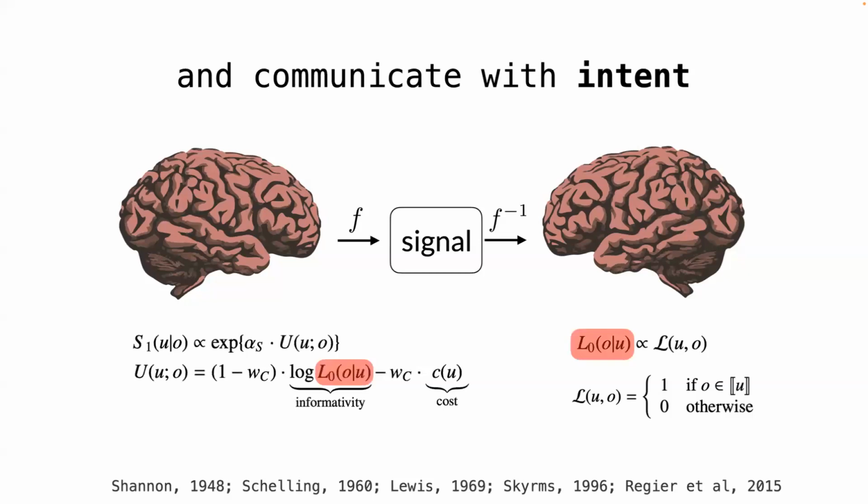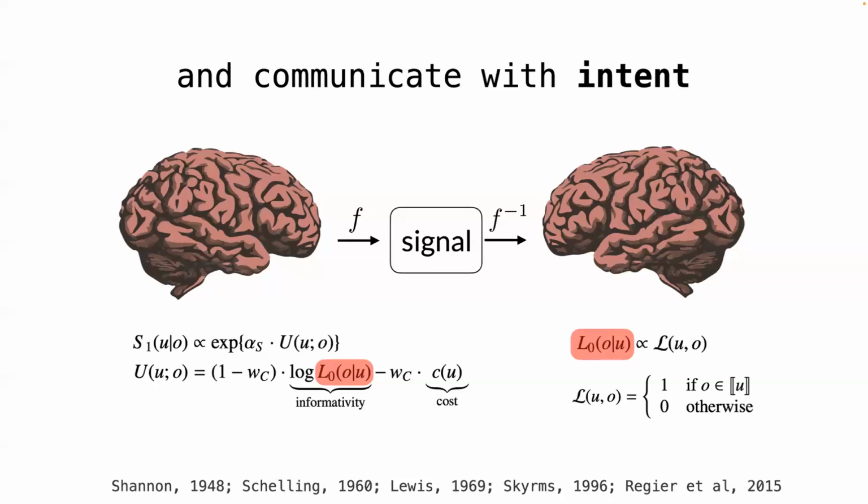Say I'm a speaker and I want to say something that will successfully get you to think of the thing that I'm trying to get you to think of. We write this as a little softmax decision rule. So this basically says, sometimes these things can be negative.